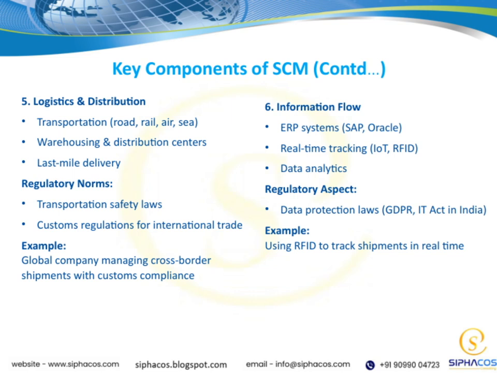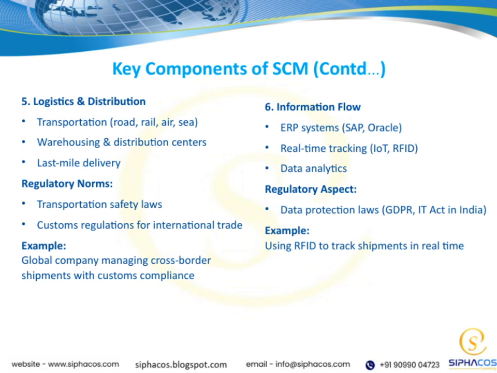Now, connecting this to logistics and distribution, transportation, whether by road, rail, air, or sea, is essential for moving goods across the globe. Warehousing and distribution centers act as critical hubs, and last-mile delivery completes the journey by reaching the end customer. All of these activities are governed by various regulatory norms.